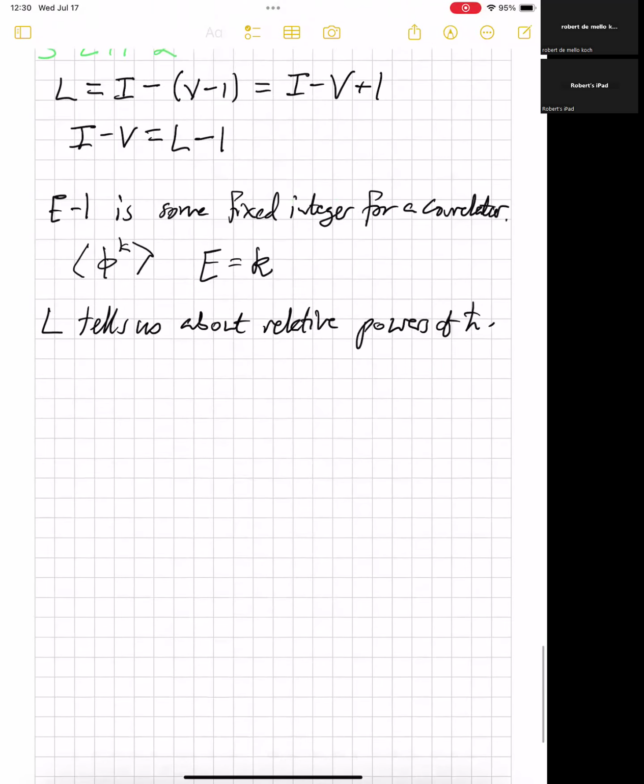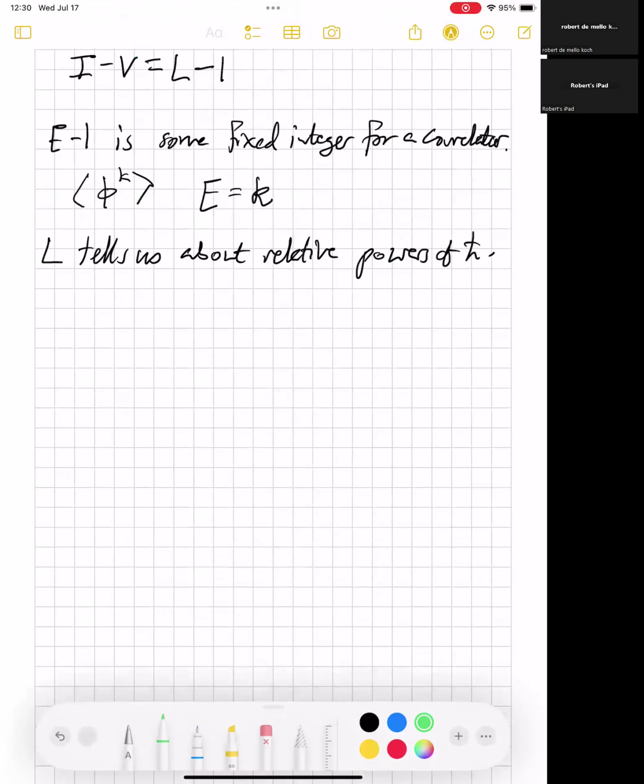Good. Okay, so now I would like to draw a couple of different diagrams. So let's draw something for a 2-point function. Okay, so we're studying phi squared.